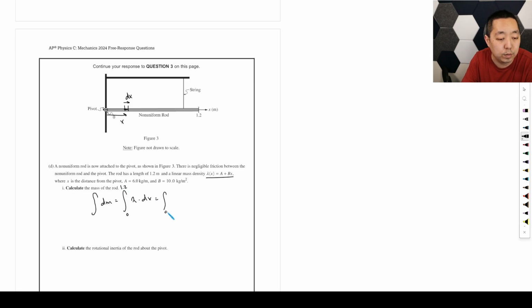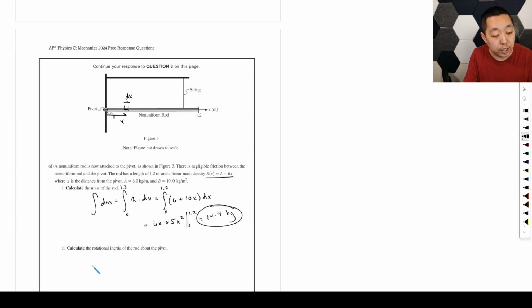So we're going to integrate from 0 to 1.2 of a plus bx. So that's 6 plus 10x dx. And so that's 6x plus 5x squared. You could just use your calculator for this. You actually do not need to do the actual integration, I don't think. And that's going to be 14.4 kilograms.